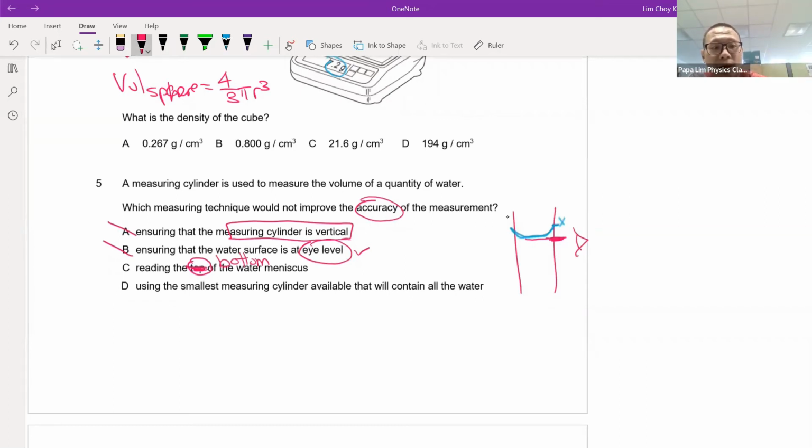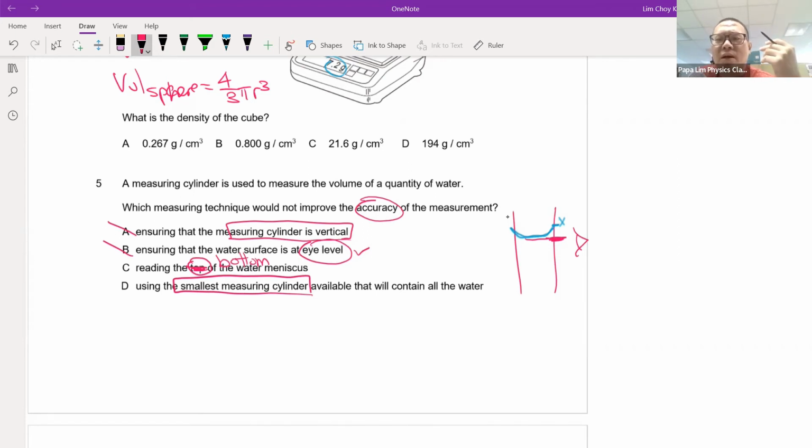After that, of course, I would want to use the most suitable measuring cylinder, just the right size. Not too big, not too small. I want it to be just nice, not too big, because why? The right size of measuring cylinder will give me the most accurate measurements.